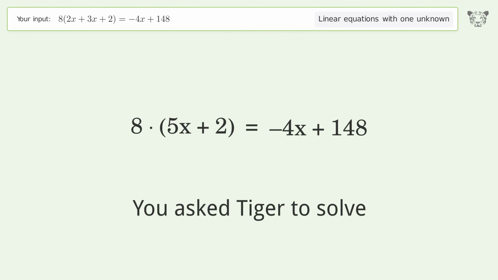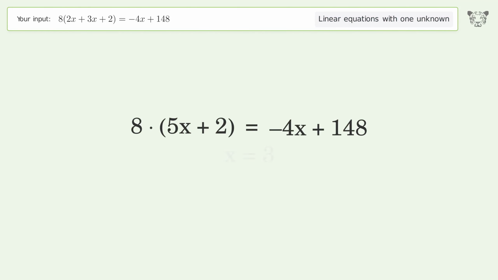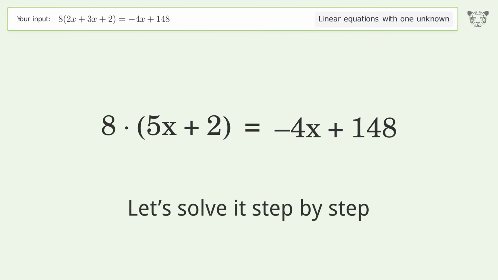you ask Tiger to solve. This deals with linear equations with one unknown. The final result is x equals 3. Let's solve it step by step.